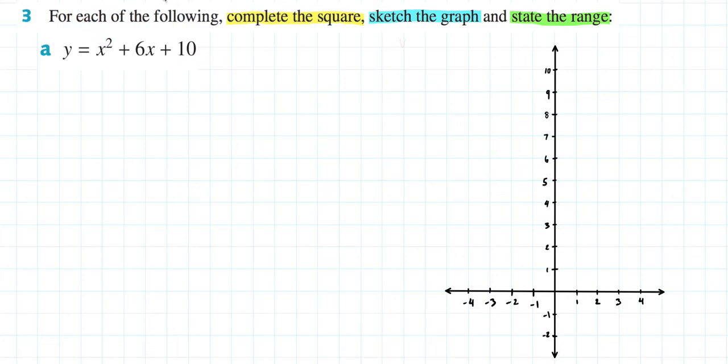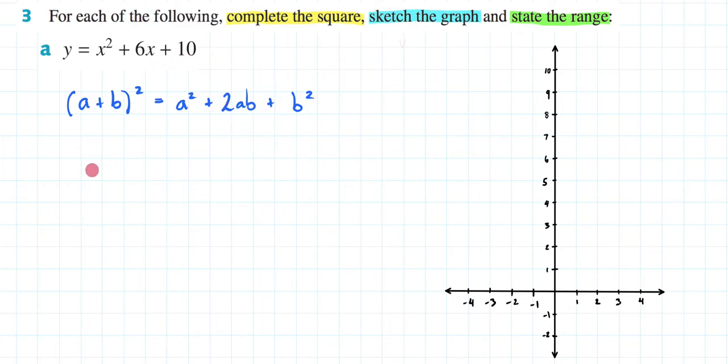Now, if you're watching this video, that might mean that you're having a bit of trouble completing the square. So let's give a bit of review on what that means. We know that a perfect square is (a plus b) squared equals a squared plus 2ab plus b squared. So what we're trying to do is to make this into this.